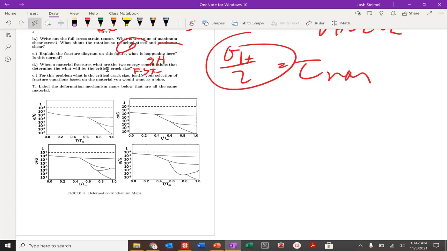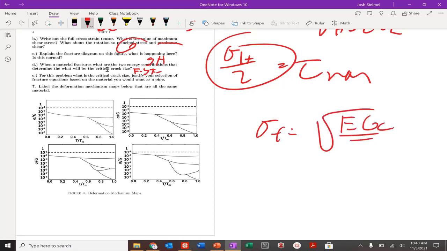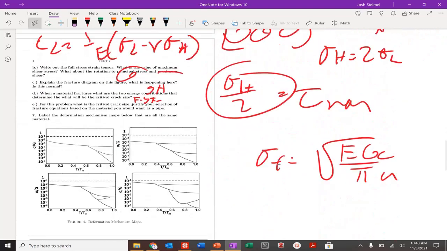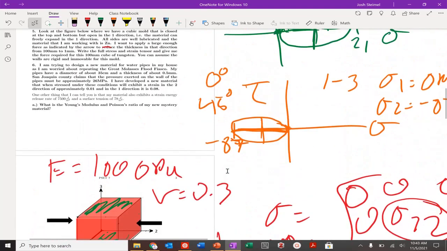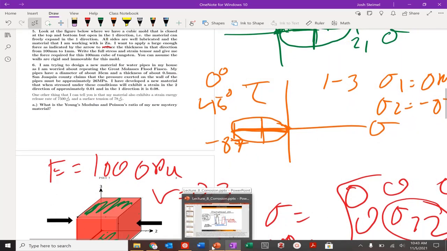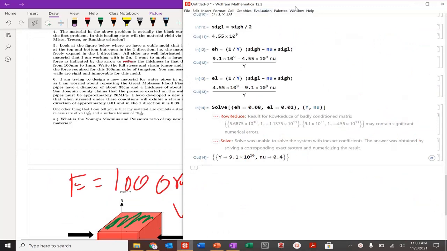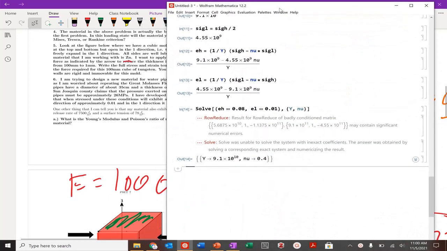Now, the metals used in pipes, are they particularly brittle? No. So the Griffith criteria is not applicable here. Instead, we're going to use our Orowan criteria, which is going to be our sigma F equal to the square root of E G_C over pi a. I know this material now, so I know that my G_C, my strain energy release rate, is 75,000.